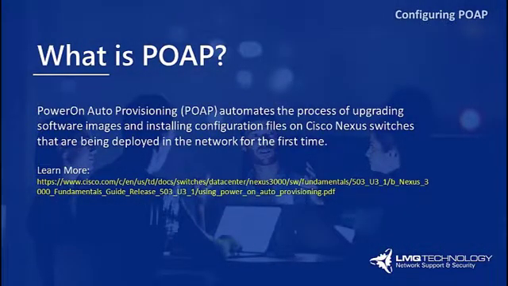So let's start with a quick overview of what POAP actually does. POAP stands for Power On Auto Provisioning, and it allows us to automate the process of upgrading software images and installing configuration files on Cisco Nexus switches being deployed for the first time.